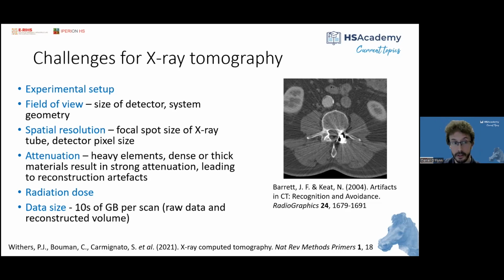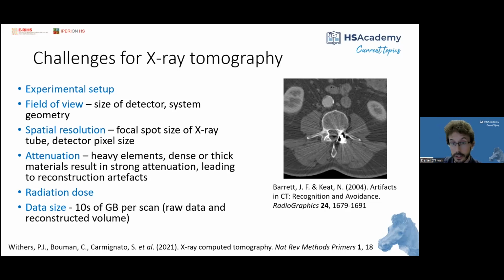I mentioned the field of view briefly before. This is related to the size of your detector and your system geometry. So how close can you get your object to your X-ray tube, to your detector? How much information are you trying to get? If you need to fit your entire object in your field of view and your object is bigger than your detector, then you instantly have a problem, which you need to overcome with some kind of experimental adaptation.